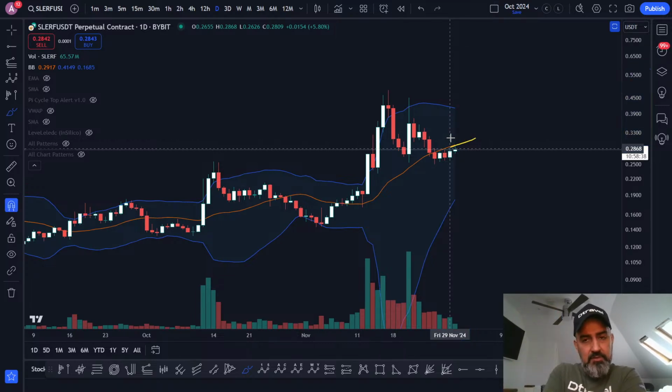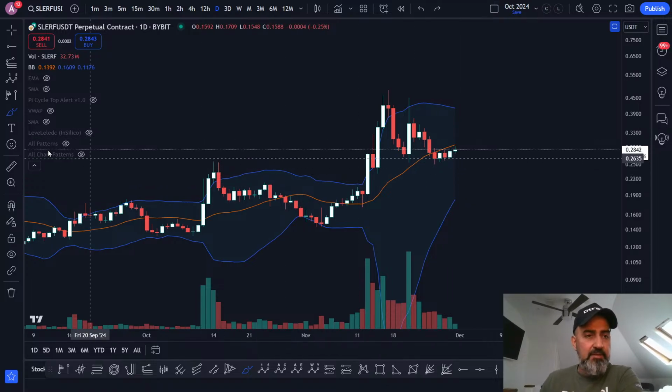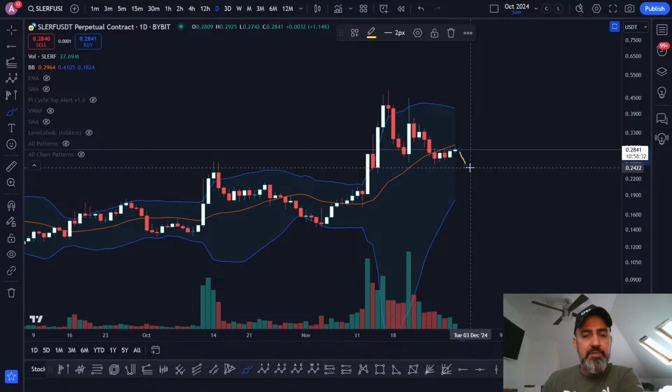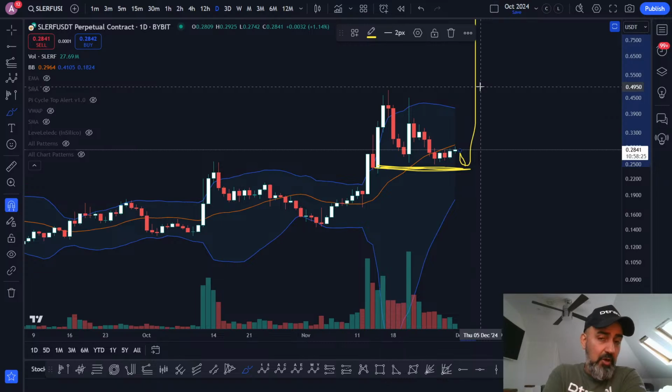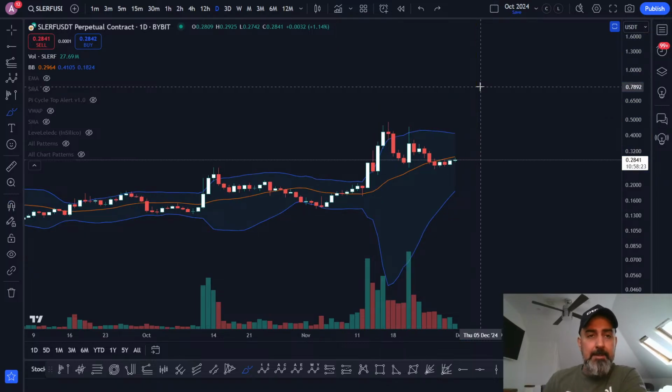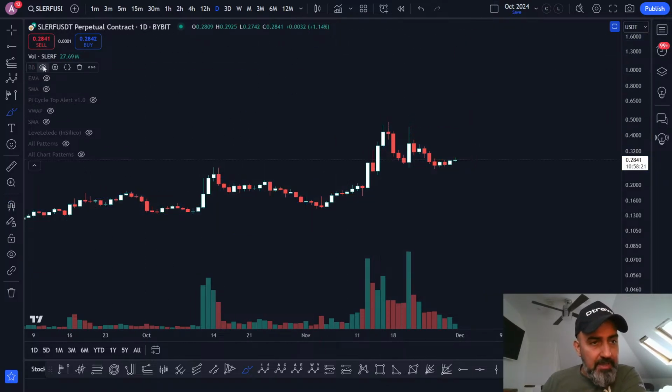All right. So if it doesn't, then it wants to go down. Probably to here, somewhere here, wherever that is. Take the lows and then go up, hopefully, or we'll see. That's the Bollinger Bands.